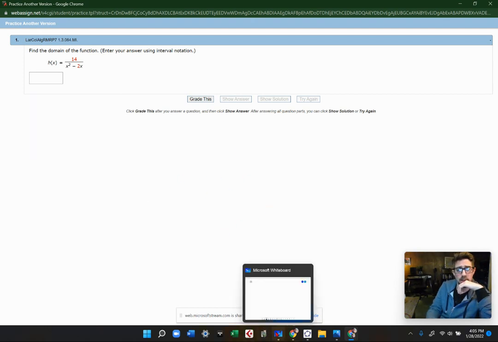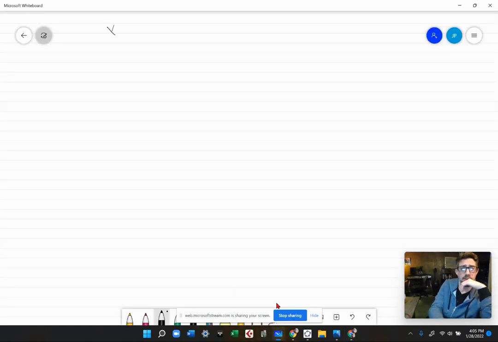So the domain of this function is anywhere where the denominator is not 0. To figure out where the denominator would be 0, we set it equal to 0 and solve this equation. This is just factoring a polynomial. Factor out an x, and from there we can see that x is 0 or 2.